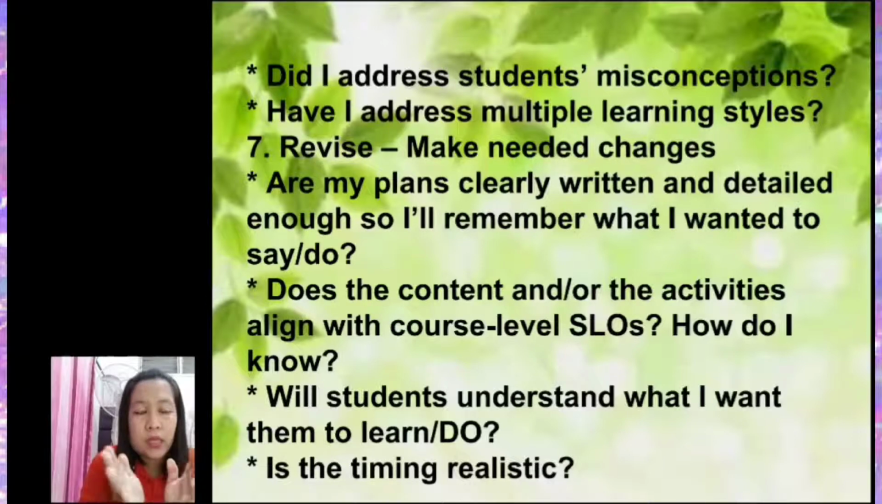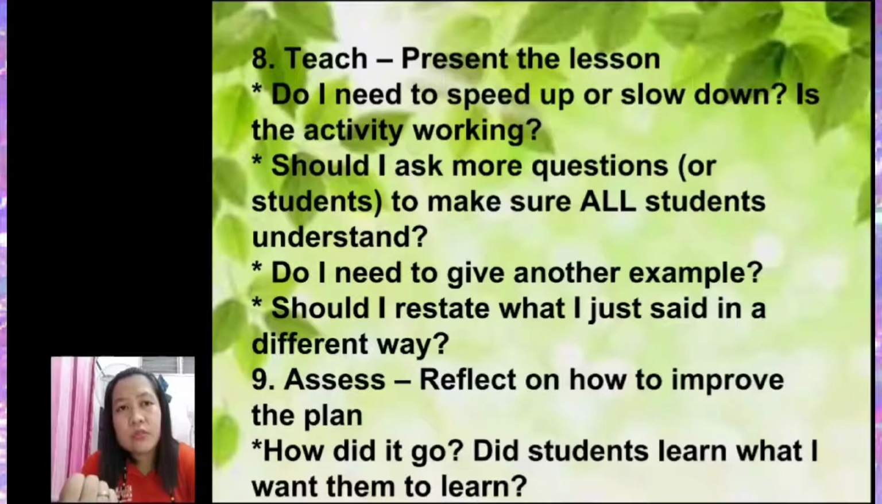As I said a while ago, if you're going to teach the student, your aim there is that they understand the way you teach, that they understand the lesson that you teach to them, whether they're learning or not. Is the time realistic? It should be.